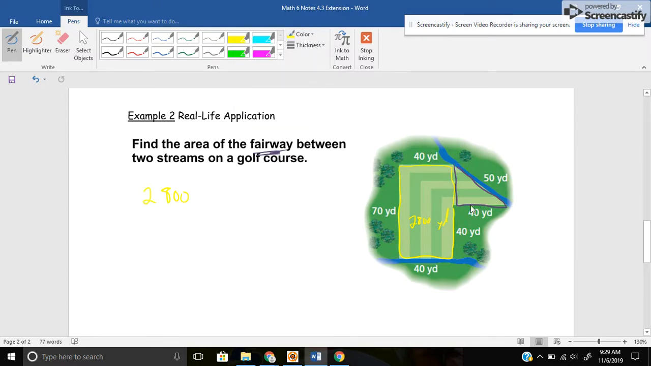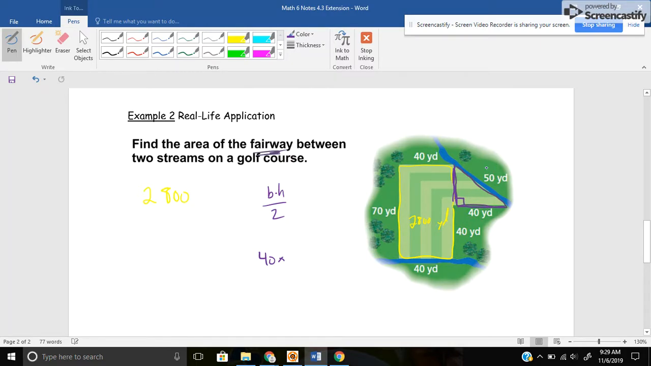Okay, remember the area formula for a triangle is base times height divided by 2, or base times height times a half. Well, it looks like my base is 40 times my height. Well, it doesn't exactly tell me my height right here. Okay, this 50, remember, we don't need to know the slant height. We need to know the height that creates this 90-degree angle. So I have to find that.